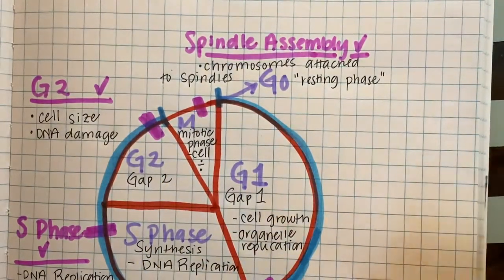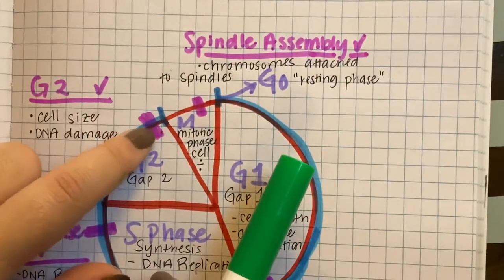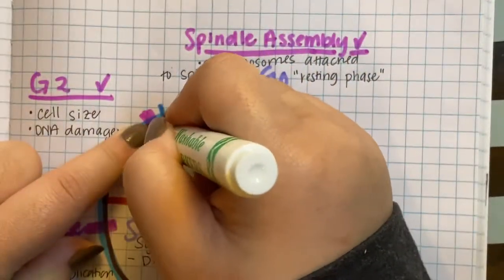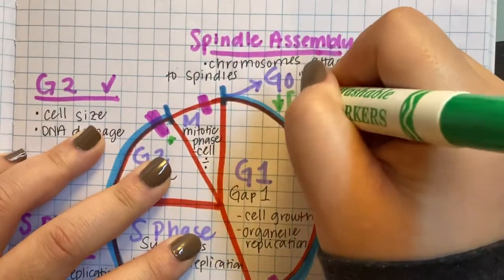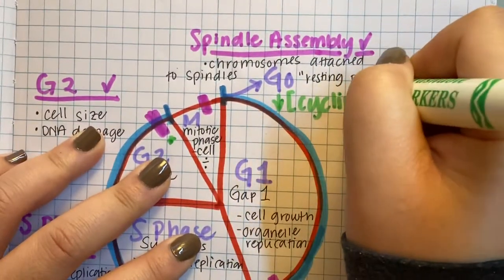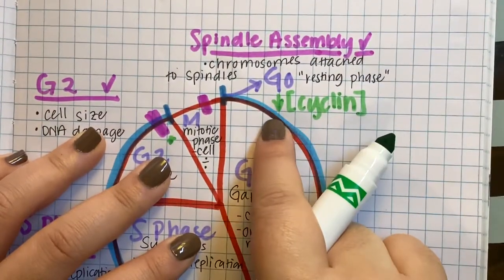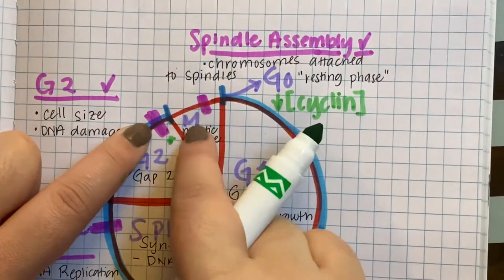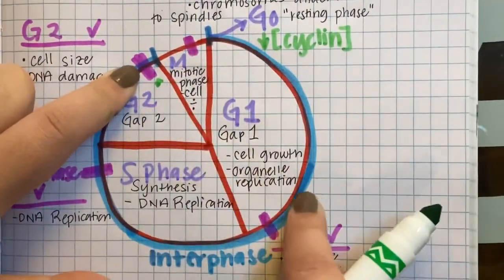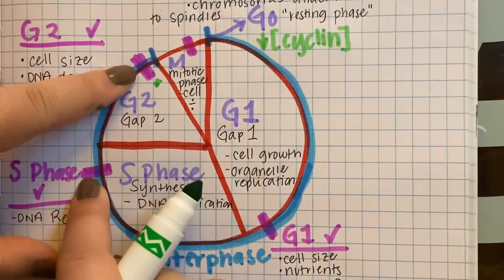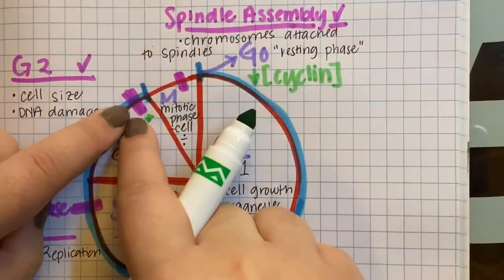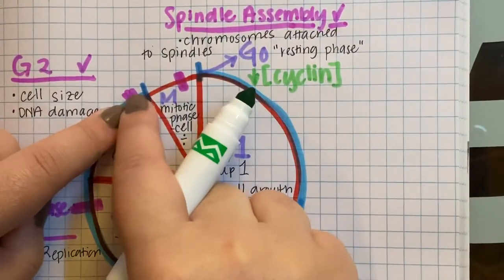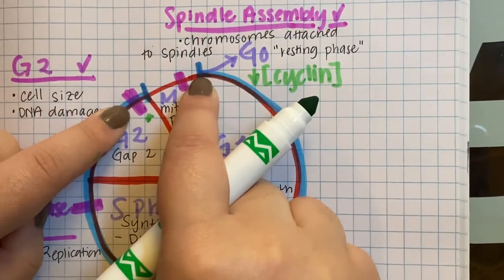So let's draw this with my green color. We're going to focus here on this checkpoint. I'll put a little star because that's where we're focusing. At the end of the M phase, our amount of cyclin is really low. Each checkpoint has a different cyclin. It's called like cyclin A, cyclin E, cyclin D. So this particular one will have a really low concentration after the cell exits the M phase.